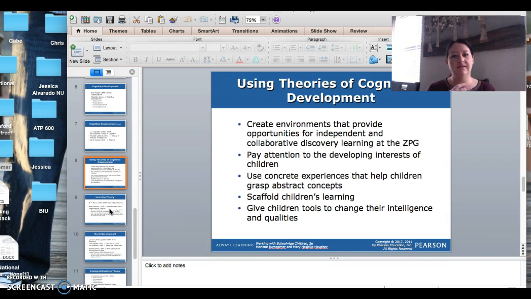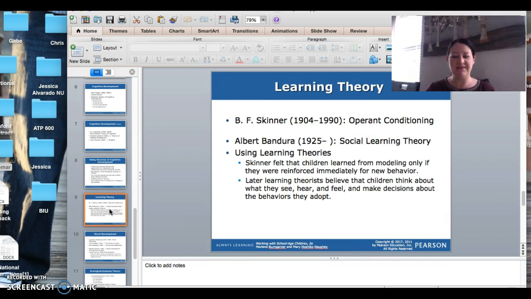We want to use theory of cognitive development to support children and their families. If you work in a 6-to-6 program, you likely will spend a lot of time with the children, so you want to do things like pay attention to their interests. You create some experiences that help them grasp abstract concepts, scaffold their learning, give them tools to learn and grow and develop. The possibilities are endless, really, but definitely something that we want to do in our role with school-age children.